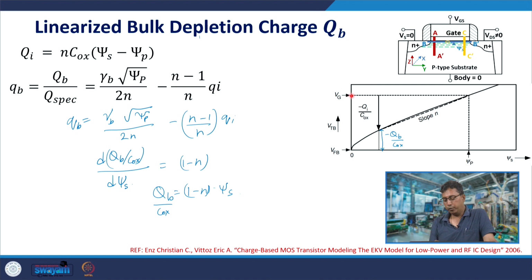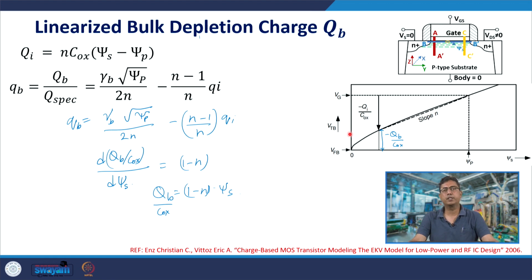So, for a given Vg, this difference gives the absolute value of Qi by Cox, and this difference gives the absolute value of QB by Cox. This part of the y axis gives the absolute value of QB by Cox, and this part of the y axis gives the absolute value of Qi by Cox.